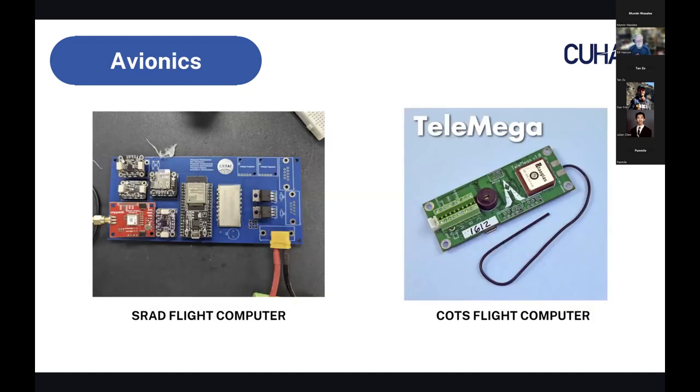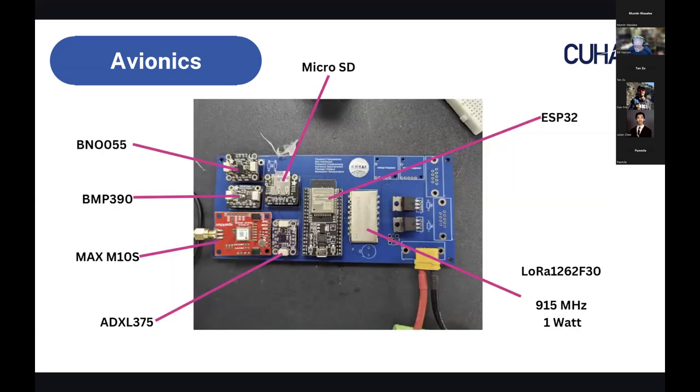Okay. So next is the avionics. For the flight computer, we will use both SRAT and the COTS system. For SRAT, we have sensors like the IMU, barometer, GPS, and also the accelerometer. For the radio transmitter, we use LoRa. And for the COTS, we use the telemeter. So this is our SRAT.